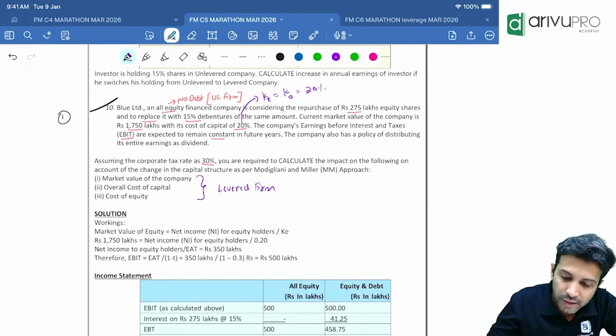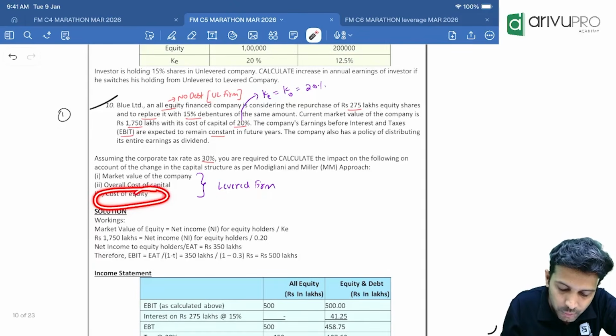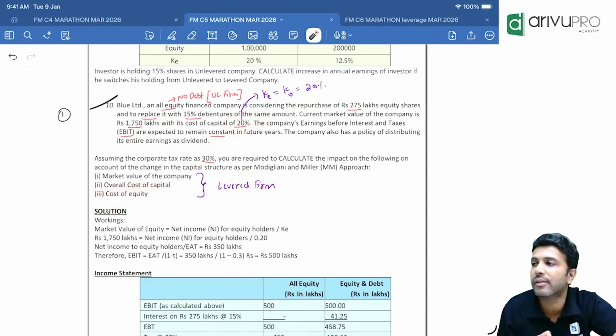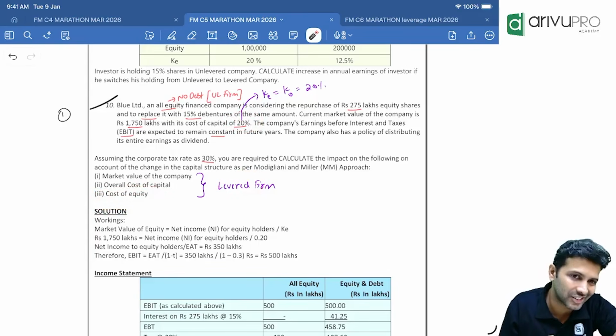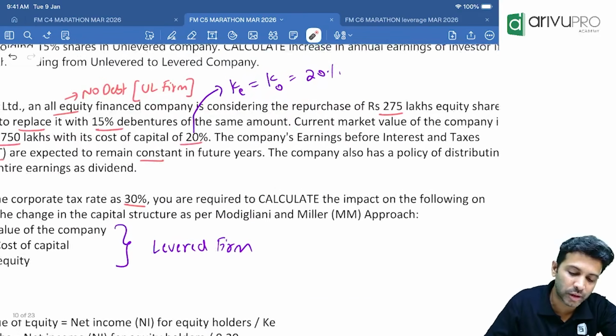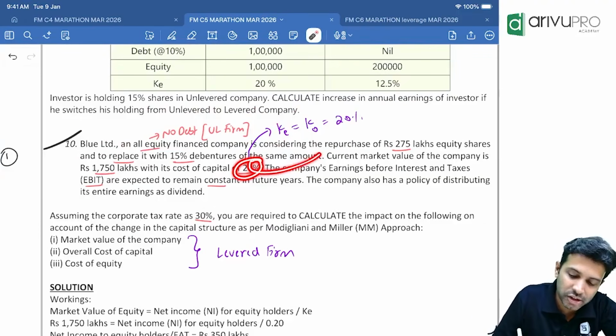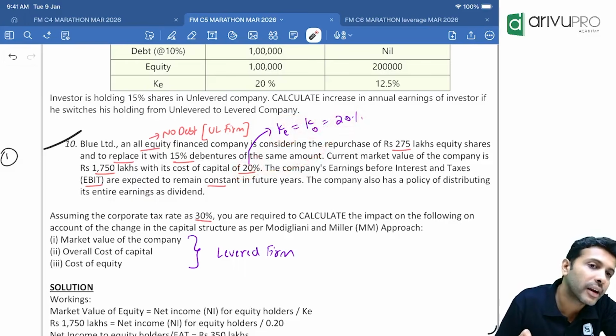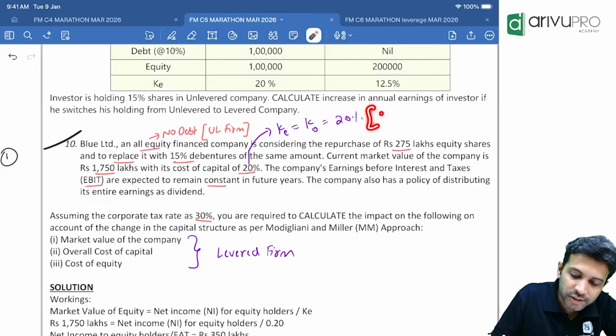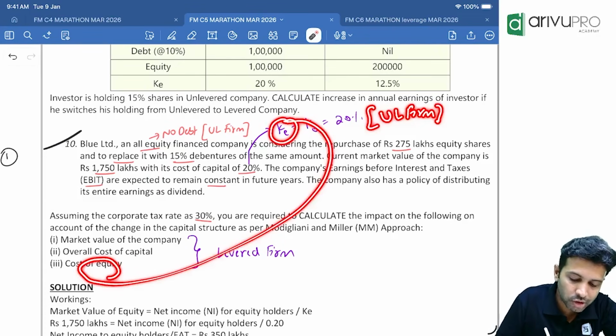Clear? Now people, is there any connection between the cost of equity of the levered firm and the cost of equity of the unlevered firm? Is there any formula linkage? Yes. Before this particular buyback option, the company had only one source of finance, which was cost of equity. So what was the overall cost of capital they had given? 20%. Actually this is KO. But only one source of finance is there. Therefore KE is equal to KO is equal to 20%. This is for the unlevered firm. If you know the unlevered firm's cost of equity, can't you find out the cost of equity of the levered firm?